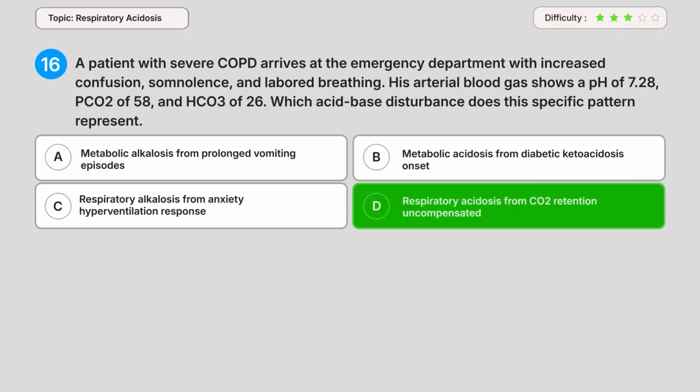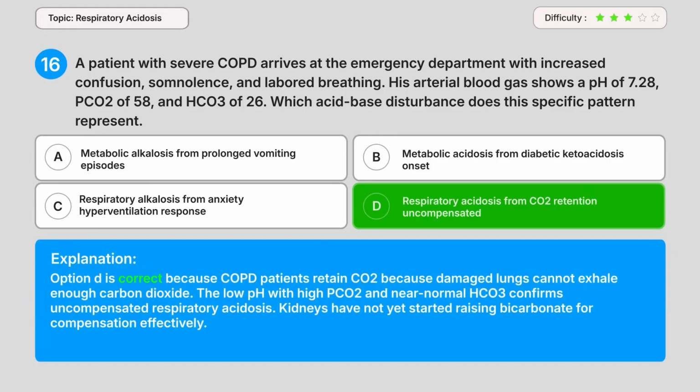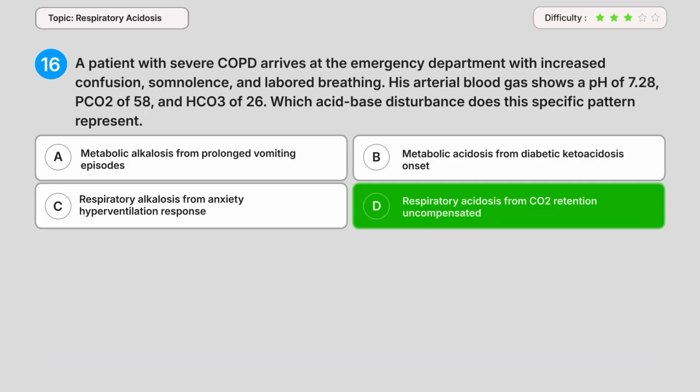Correct answer, D. Respiratory acidosis from CO2 retention uncompensated. COPD patients retain CO2 because damaged lungs cannot exhale enough carbon dioxide. The low pH, with high PCO2, and near normal HCO3 confirms uncompensated respiratory acidosis. Kidneys have not yet started raising bicarbonate for compensation effectively.